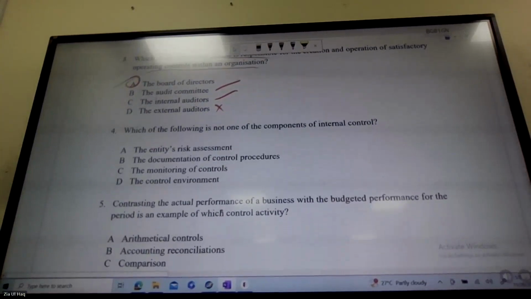Number 4. Which of the following is not one of the components of internal control? There are 5 components: control environment, risk assessment, information system, control activities, and monitoring of control. So entity risk assessment is a part. The documentation of control procedure? No. Monitoring of control? Yes. Control environment? Yes.